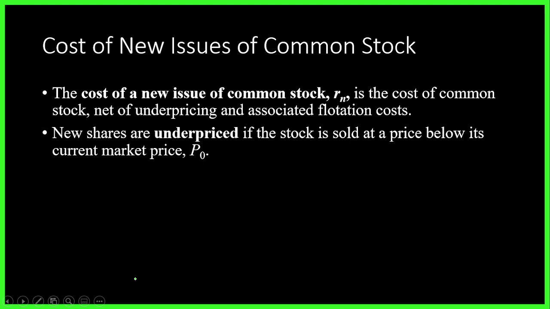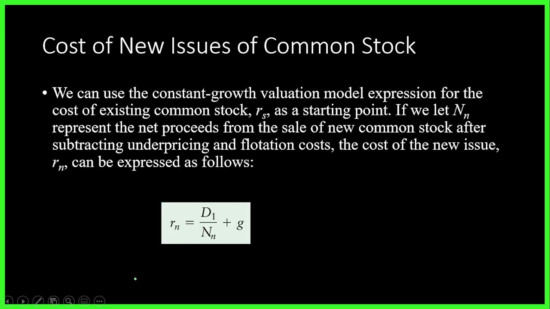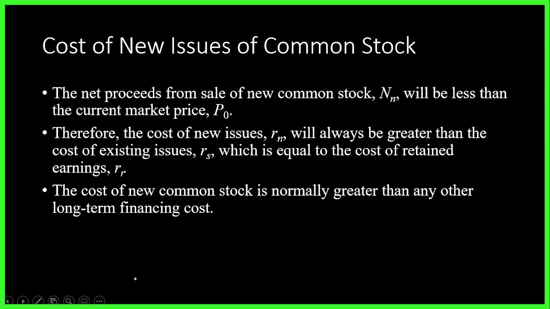Now, if we are going to compute for the cost of new issues naman, okay, magkaiba na. It's no longer the cost of retained earnings. Anyway, let's continue. Sabi niya, it's the cost of common stock net of underpricing and associated flotation costs. So you have to make certain adjustments. Now, using your constant growth valuation model, diba, D1 is your dividends, and that's now divided by the net proceeds, plus the growth rate.